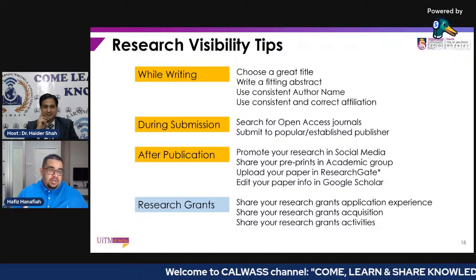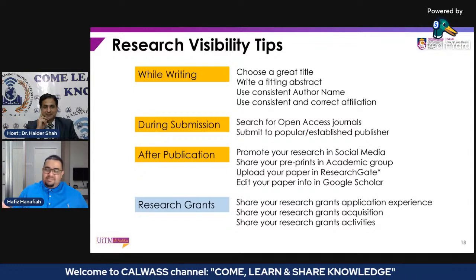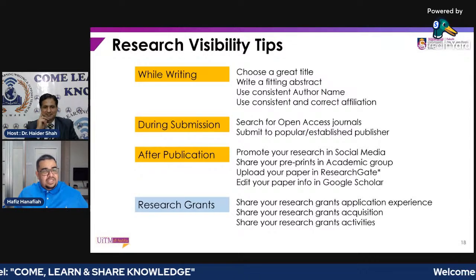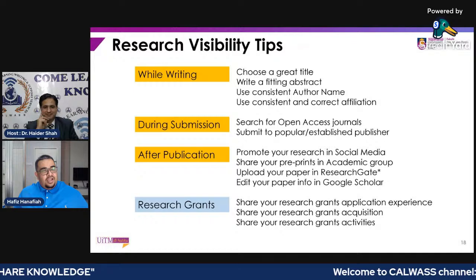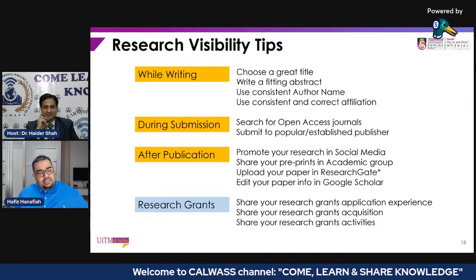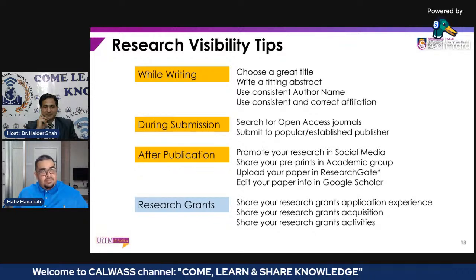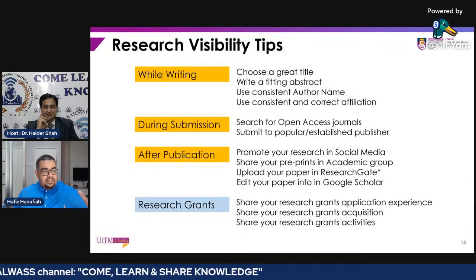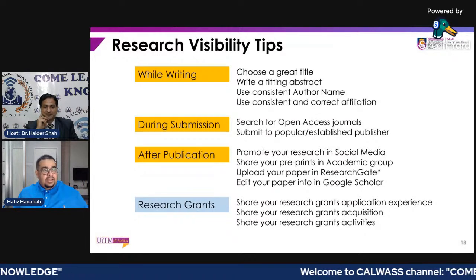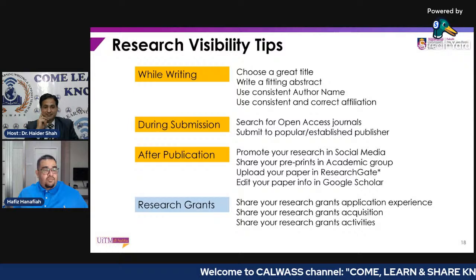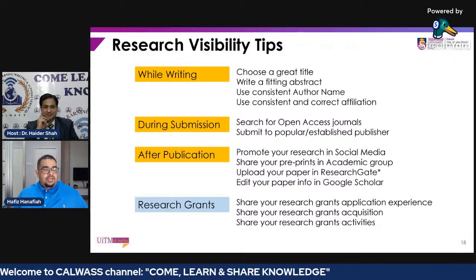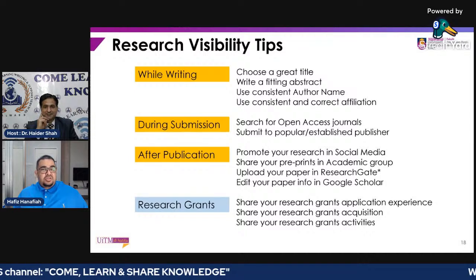People always say that you don't judge the book by its cover, but people always judge the book by its cover. That's the norm of human nature. So come up with excellent topics, catch their attention. Nowadays journals are accepting titles that reflect magazine or newspaper styles of writing, starting with questions, provocations, and you need to write a fitting abstract. Also, use a consistent author name.